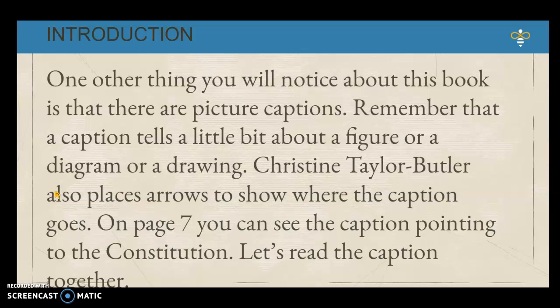Introduction. One other thing you will notice about this book is that there are picture captions. Remember that a caption tells a little bit about a figure or a diagram or a drawing. Christine Taylor Butler also places arrows to show where the caption goes. On page 7, you can see the caption pointing to the Constitution. Let's read the caption together.